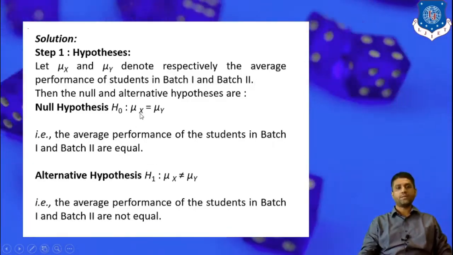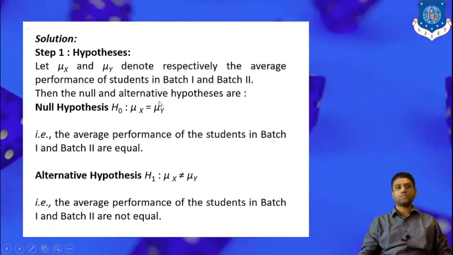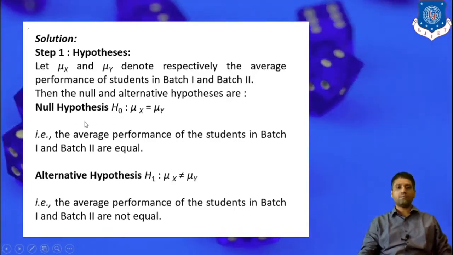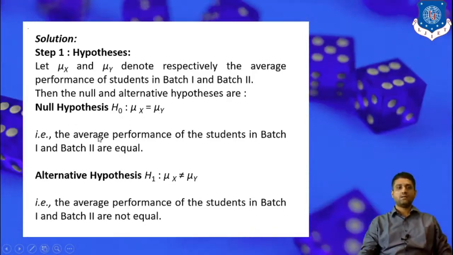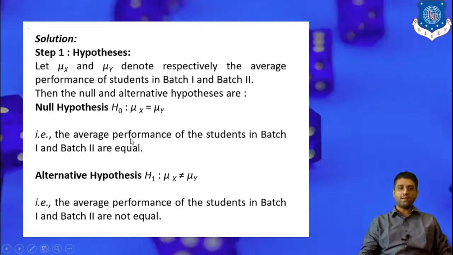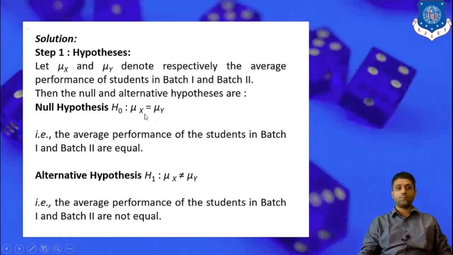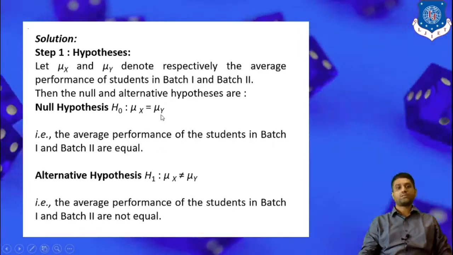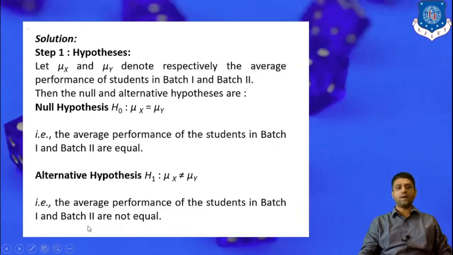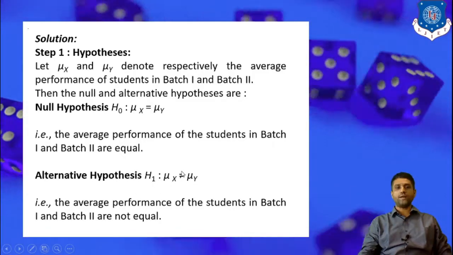Now on the basis of this we define the alternative hypothesis, which is against this null hypothesis. So H1 is mu x not equal to mu y. Remember, here we are claiming that the average performance of the students in the batches is equal. That's why against it we consider not equal to, because it includes both cases, mu x less than mu y and mu x greater than mu y. That is, the average performance of students in batch 1 and batch 2 is not equal. So remember, this is a two-sided tail test.